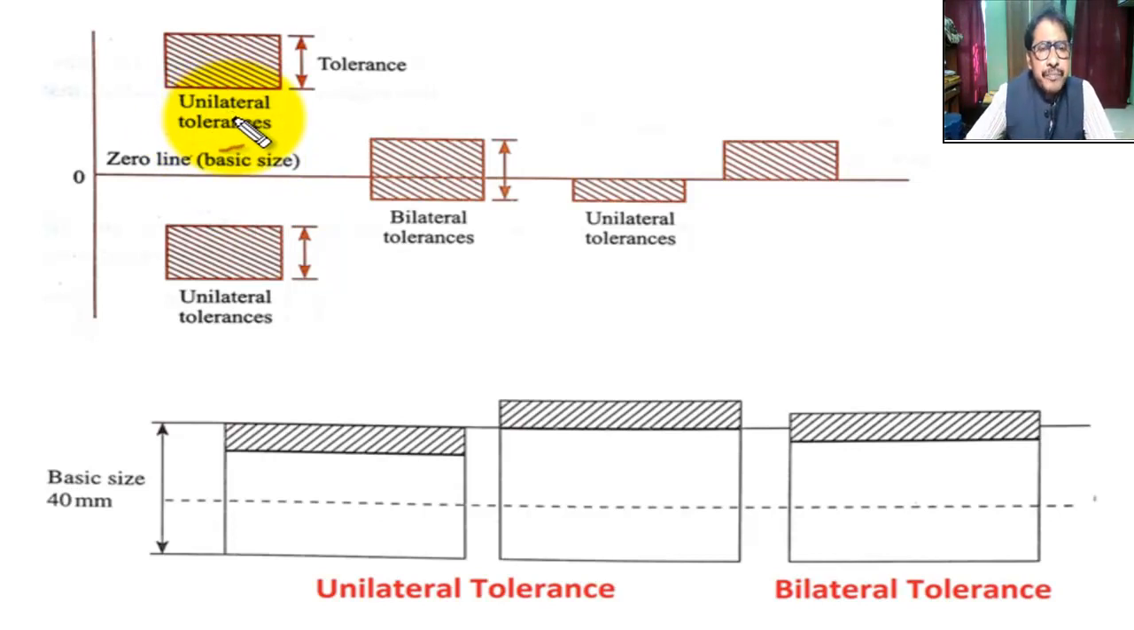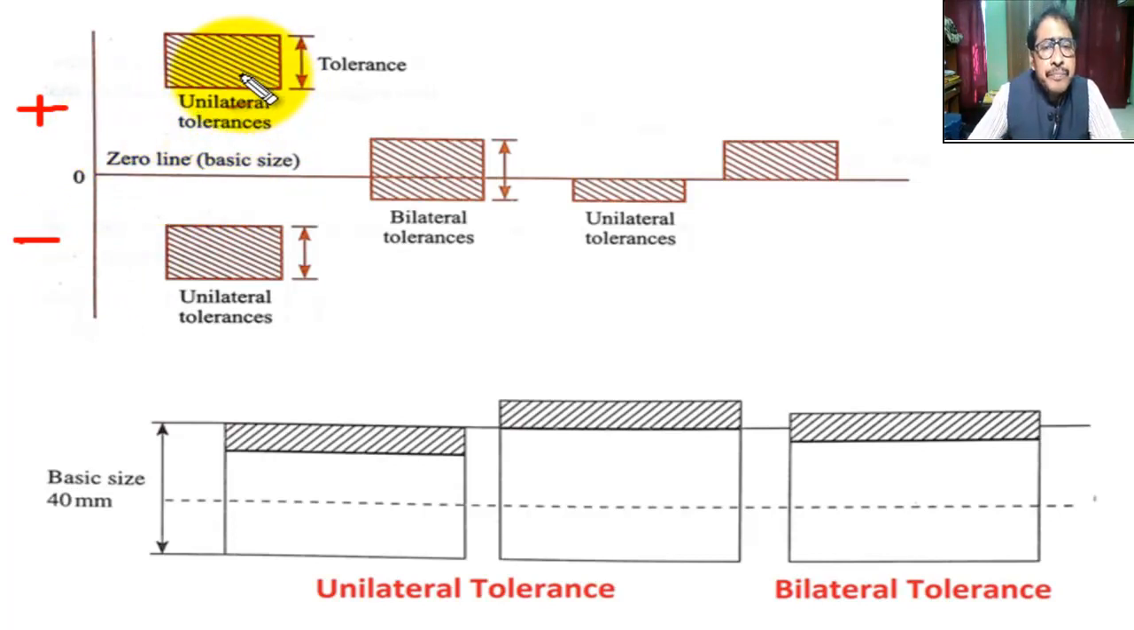Unilateral tolerance means tolerance in one direction only. One direction means it can be on the upper side of the zero line or basic size. Upper side means positive side, or unilateral tolerance may be only on the lower side of the zero line or basic size. Lower side means negative side.